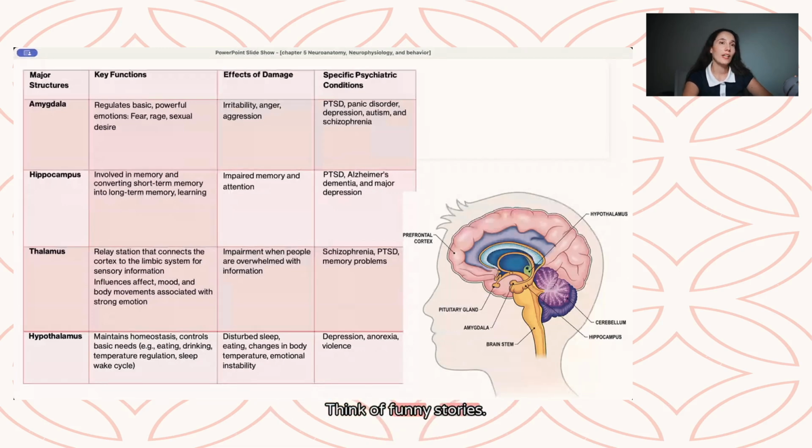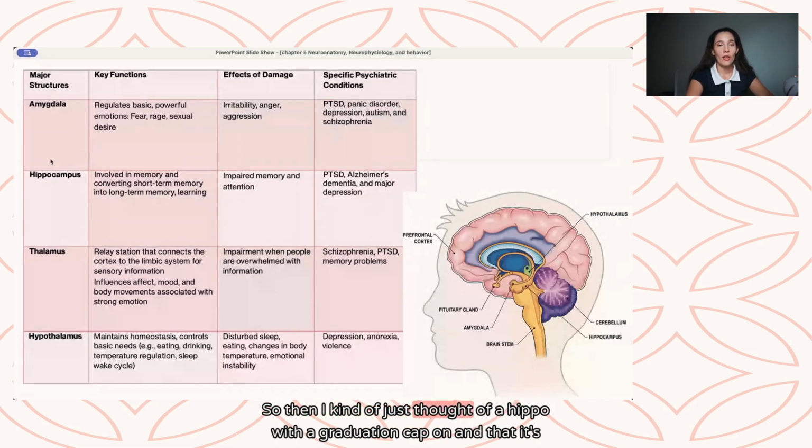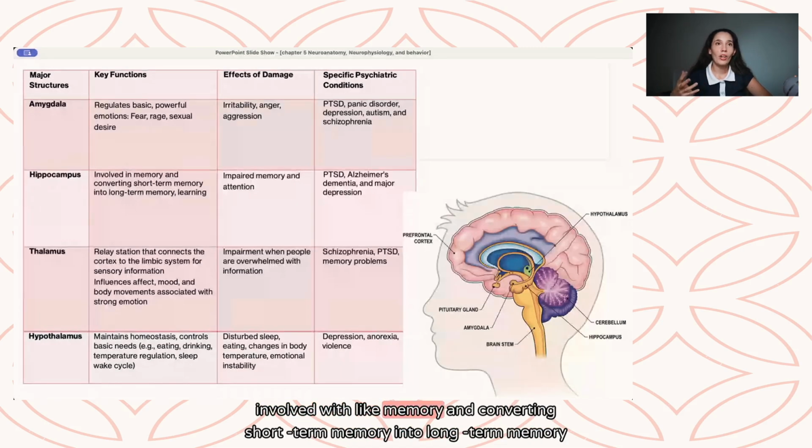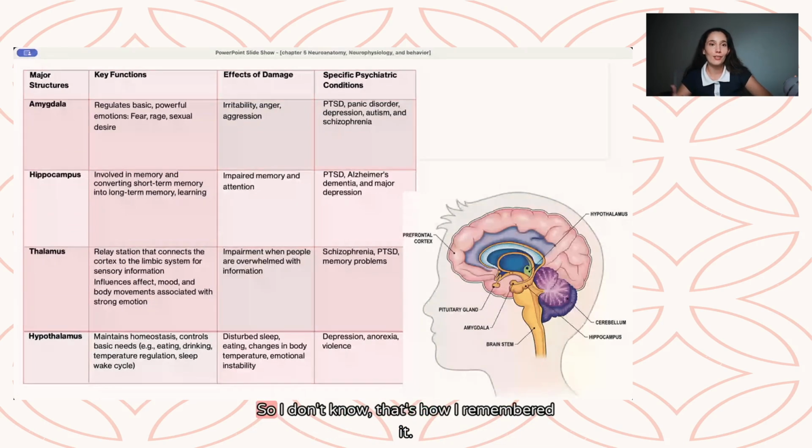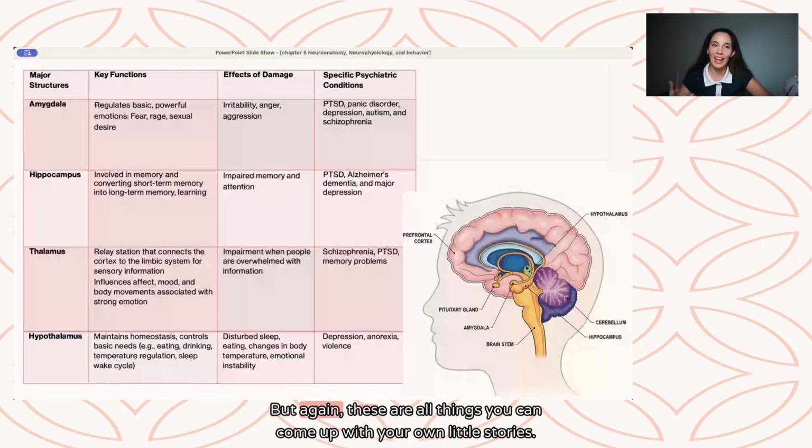Think of funny stories. So for me, hippocampus makes me think of a hippo. So then I just thought of a hippo with a graduation cap on, and that it's involved with memory and converting short-term memory into long-term memory and learning. So I don't know, that's how I remembered it. But again, these are all things you can come up with your own little stories for.